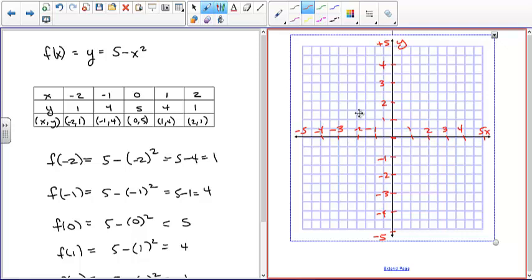Okay, so now we can plot some things. -2, which is here, and 1, just right there. Then we have -1, 4, that's right there. 0, 5, 1, 4, -2, 1.